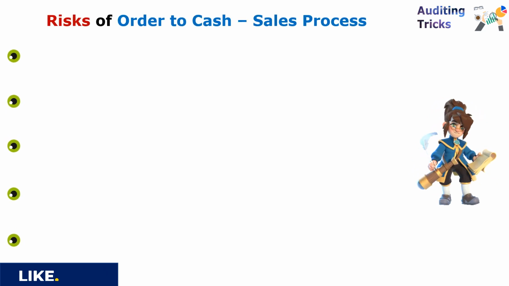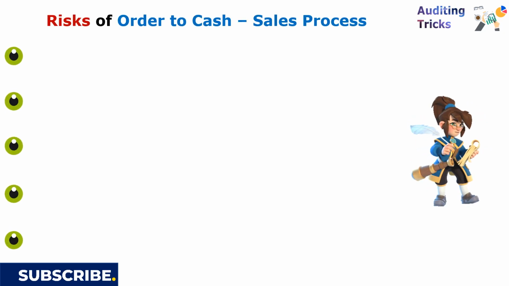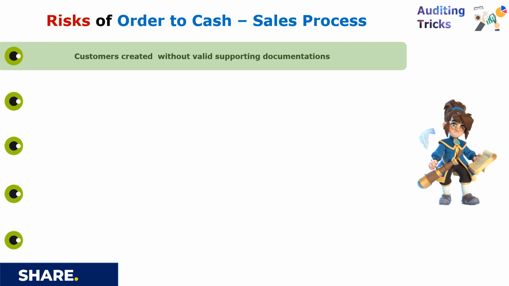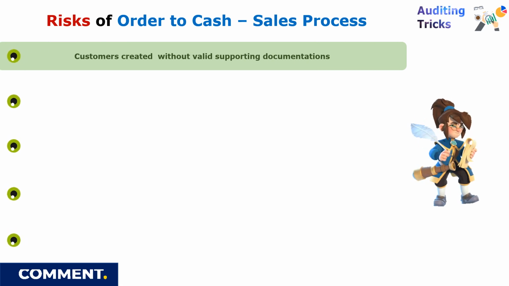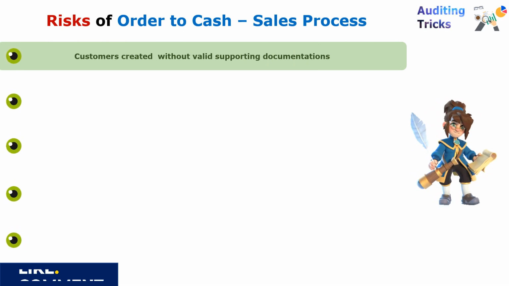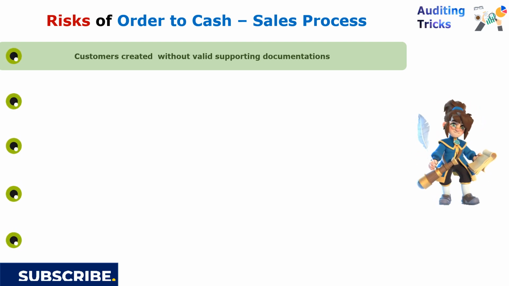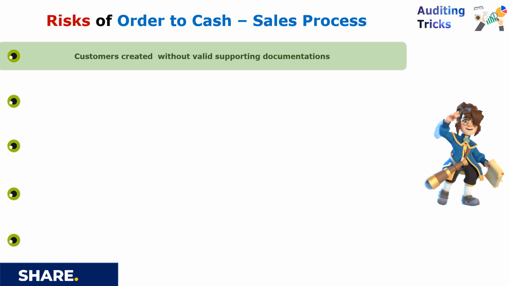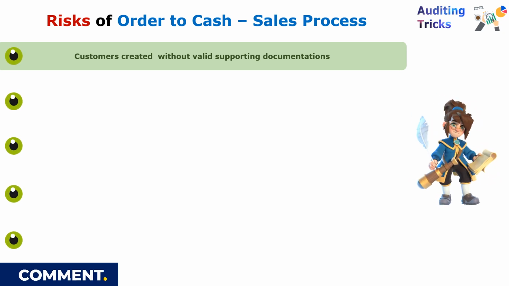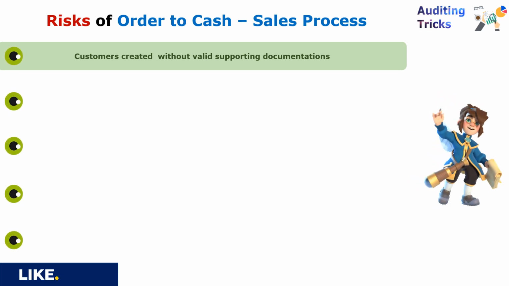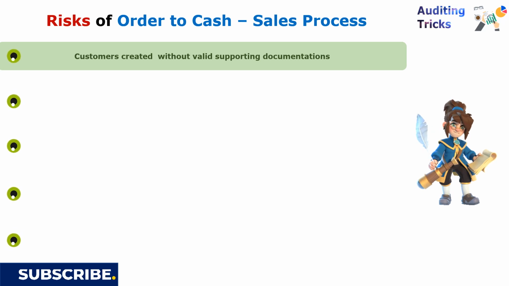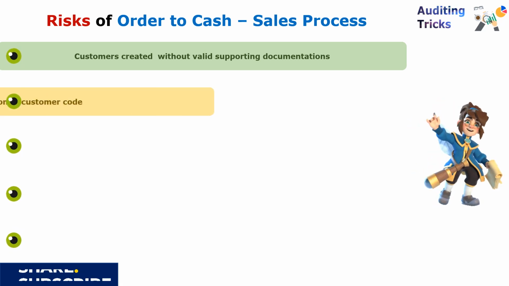So now let's start with the risk of order to cash sales process. The first one is customer created without valid supporting documents. Here we need to ensure that the customer master is created based on the proper documentation and with the correct details. It is not a fraud risk, and according to me it is a medium rated risk.